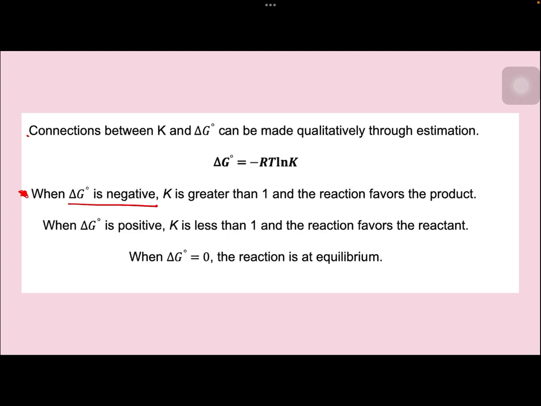If I have a negative delta G, I can assume that it's moving forward. And if it's moving forward, I have lots of products. K is greater than 1. We have a lot of product. And then the opposite here. This last part is important. When delta G is equal to 0, the reaction is at equilibrium. We have solved questions like that with our prior equation. At what temperature does this process become favorable? We set delta G equal to 0. That's when it's at equilibrium and both processes are occurring.